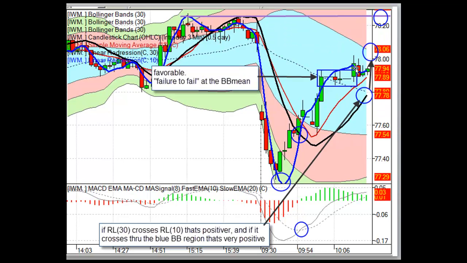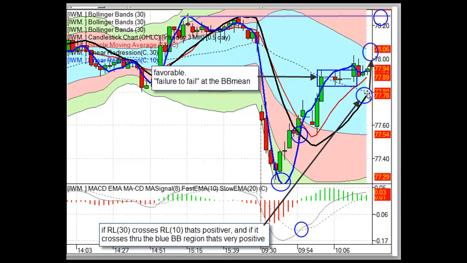After breaking out of the sideways box, it still goes sideways a little bit, but has failed to fail. And now the last couple candles are pointing up, and we still have failure to fail at the Bollinger Band mean, and it's starting to leave the mean behind. And our next note is if the 30-period regression line crosses the 10-period regression line, that's positive, and if it crosses through the blue Bollinger Band region, that's even more positive.